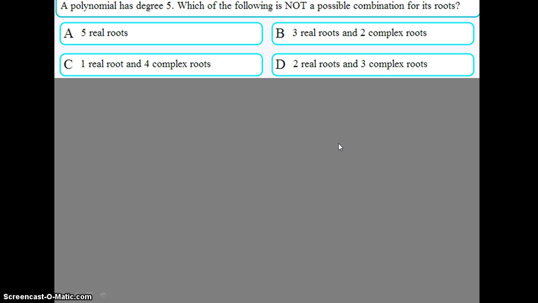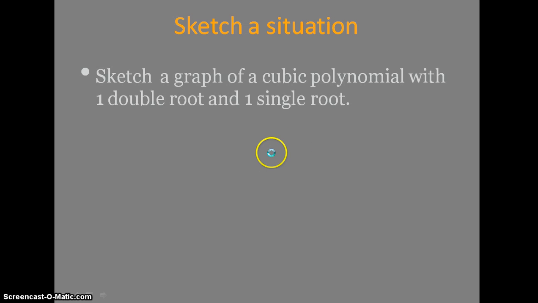Which of the following is not a possible combination for its roots? 5 real roots, 1 real root and 4 complex, 3 real and 2 complex, and 2 real and 3 complex. First of all, I check to see that they each add up to 5 total, and they do. 5, 5, 5, and 5. But the problem is right here, this one has 3 complex roots, when it should have them in pairs, 2 or 4 of them, and so forth.